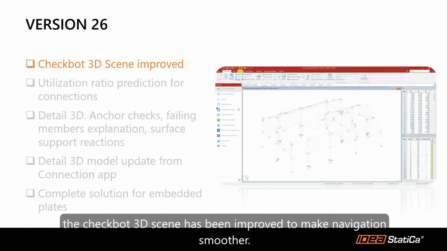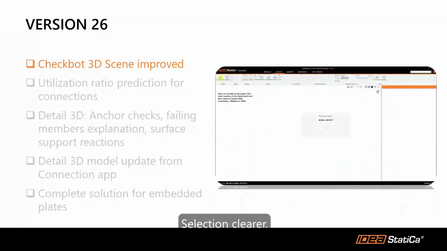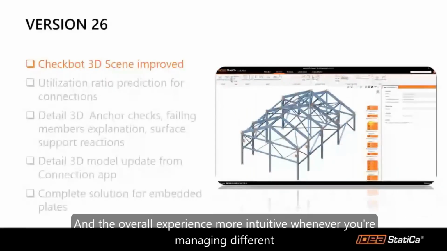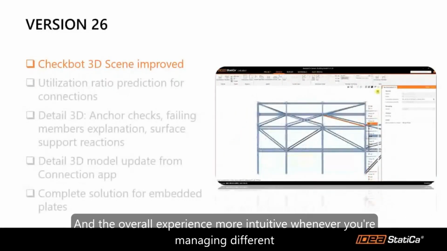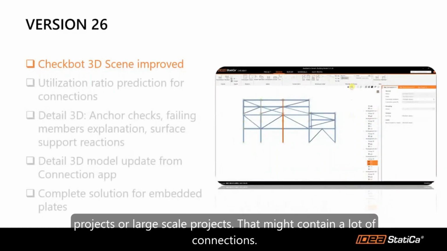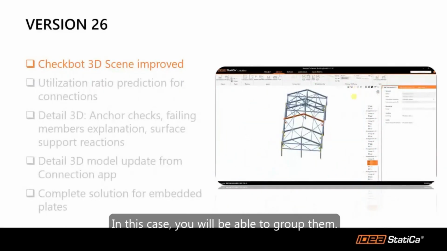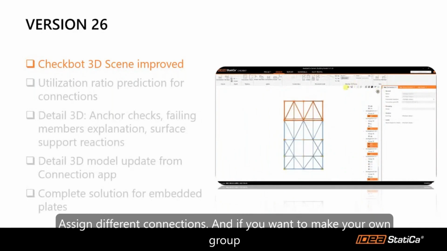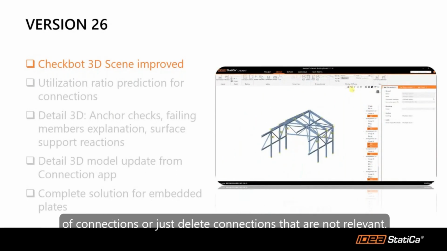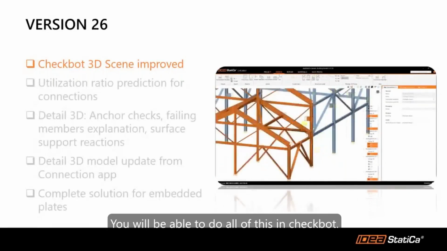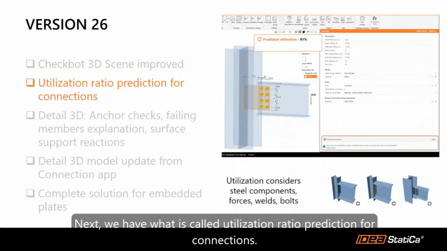First up, the Checkbot 3D scene has been improved to make navigation smoother, selection clearer, and the overall experience more intuitive whenever you're managing different projects or large-scale projects that might contain a lot of connections. In this case, you will be able to group them, assign different connections, and if you want to make your own group of connections or just delete connections that are non-relevant, you will be able to do all of this in Checkbot.